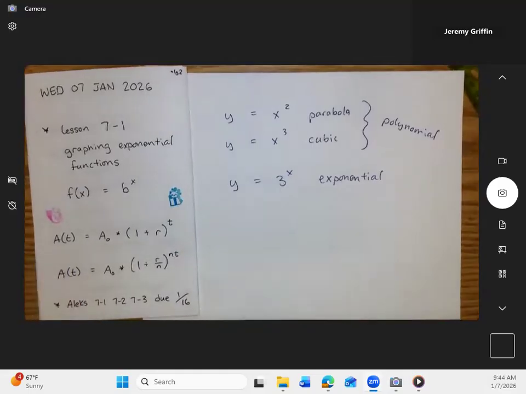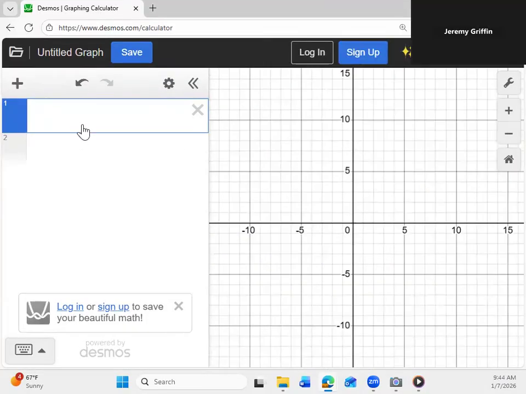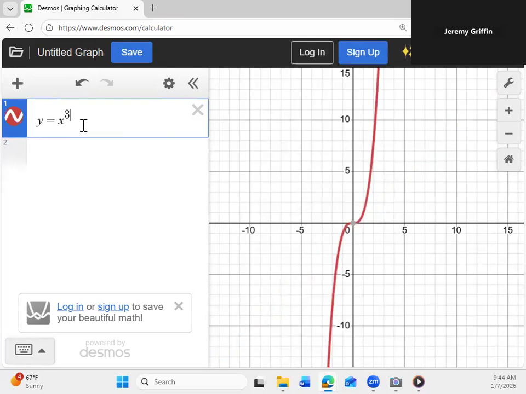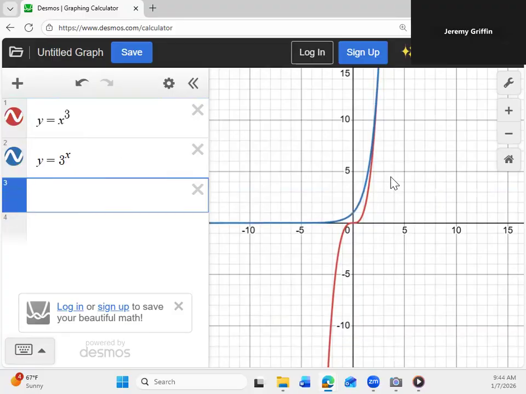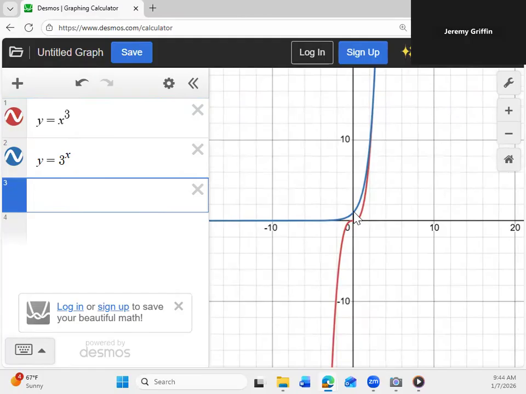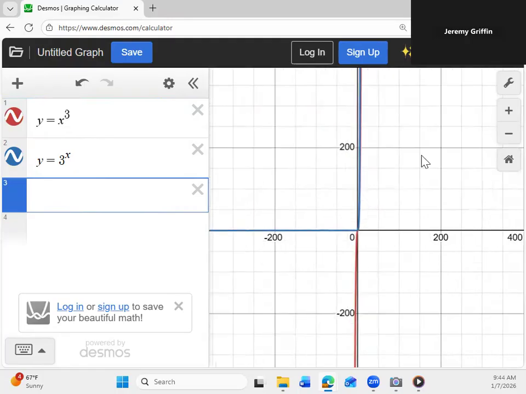Here, I'll show you guys what this looks like on Desmos. Right, so if I bring Desmos over, I'll do a couple of graphs here. What is y equals x to the power of 3? Now, this is something you guys saw last semester. You guys remember x to the power of 3 looks like that, right? But what is y equals 3 to the power of x look like? And that's that blue curve. You guys see that blue curve? Okay. If I zoom out, which one do you think is growing faster, the blue or the red? Yeah, it's going to be the blue.